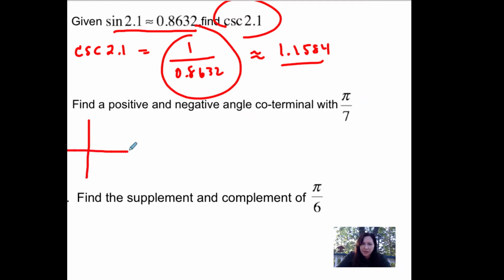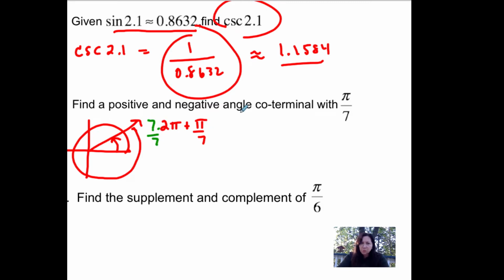So pi over 7 is here, first quadrant, because remember, this is 1 pi. So this is a 1/7 pi. If I want to get back to this, I'm going to go all the way around and then come back. So I'm going to go 2 pi plus pi over 7. And I would, of course, get a common denominator, which would be 7. So I have 14 plus 1. So that's going to be 15 pi over 7. And that's my positive value.